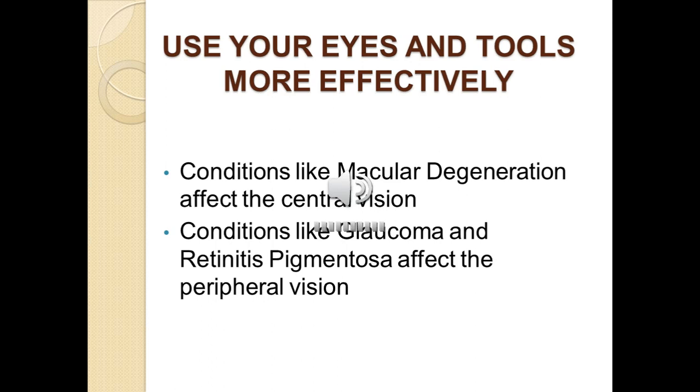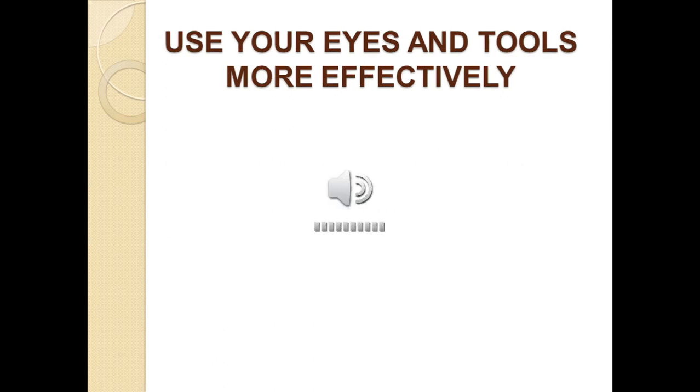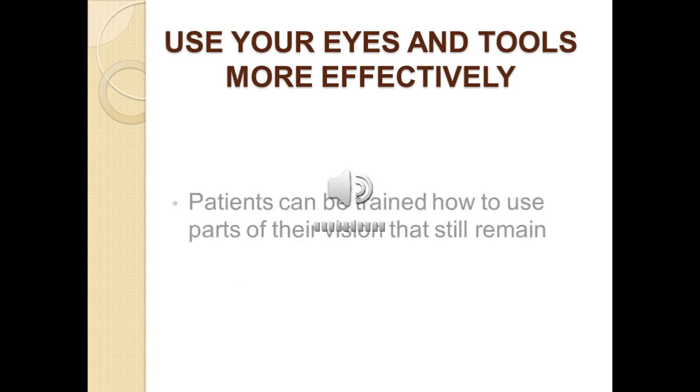One of the things that we really emphasize in our practice, we have an occupational therapist who works with patients on this, is that patients can be trained on how to find and how to use the vision that still remains. Many of the conditions that we deal with, and in fact most of them, will affect parts of the vision, but not the entire area of vision. Again, macular degeneration, it's going to affect the central vision, but people usually tend to have very good peripheral vision. So if we can learn how to use that peripheral vision more effectively, that can be important.